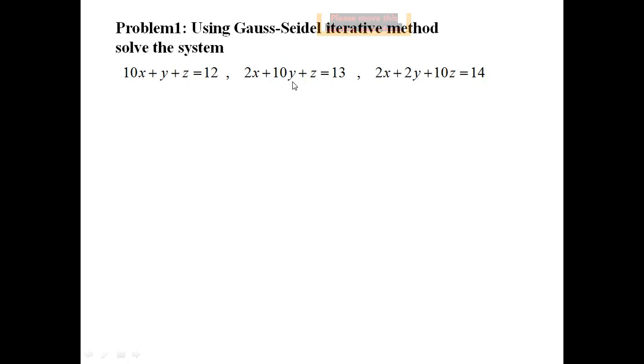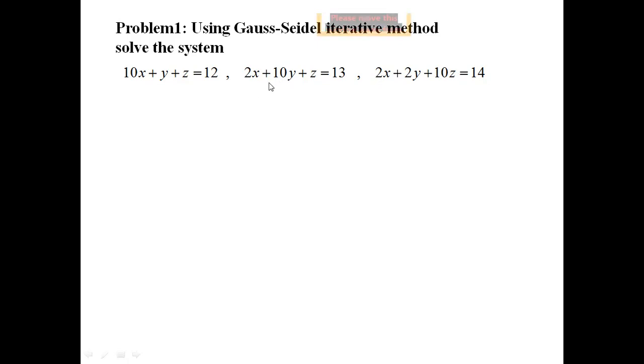The second equation, the coefficient of the second variable. The second variable is y. Its coefficient is 10. This is larger compared to these two. The coefficient of x is 2 here, and here it is 1. 2 plus 1 is 3, which is less than 10. And what about the third equation? In the third equation, the coefficient of the third variable must be larger compared to the sum of the remaining coefficients. Here, the coefficient of x is 2, and it is 2. 2 plus 2, 4, is less than 10. So this condition is satisfied, and you can use this iterative formula.